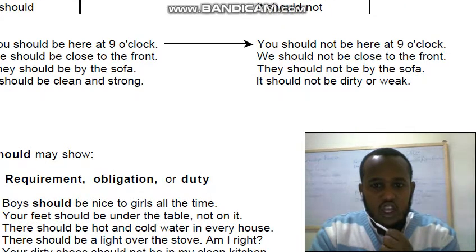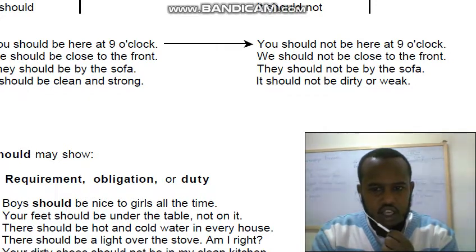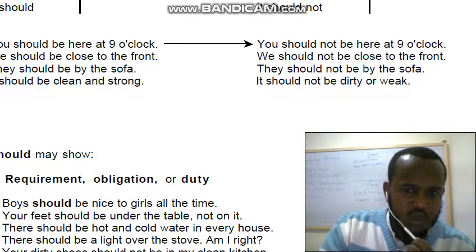You should not be here at 9 o'clock. We should not be close to the front. They should not be by the sofa. It should not be dirty or weak. So those are the examples we have of should.